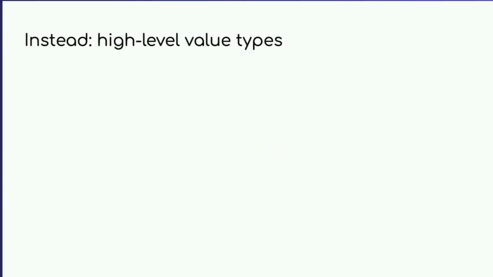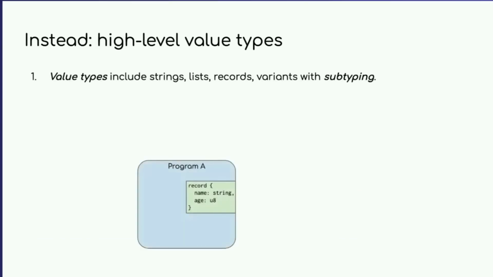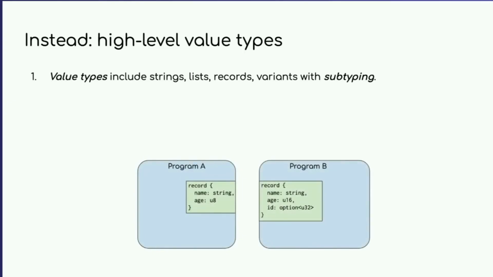So instead, we're proposing to have high-level value types. We start with value types like strings, lists, records, variants, and add subtyping. So my program A can put out an abstract record with 2 fields, and program B can take the same record or a subtype, for example, here with an optional extra field, which is allowed by subtyping, which allows us to evolve our interfaces over time.